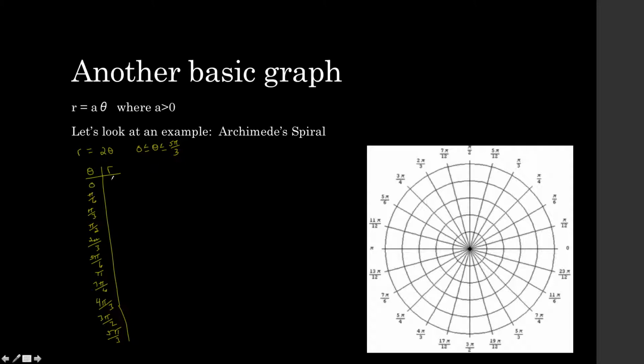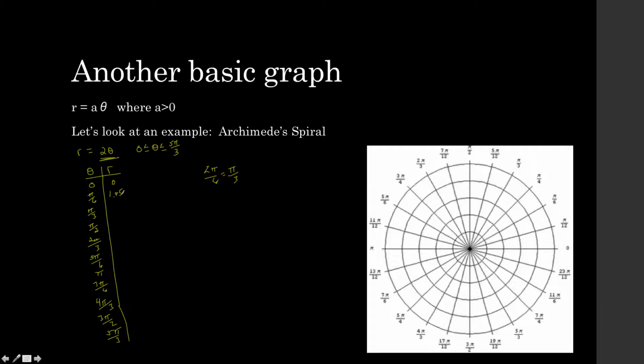Now, what we need to do is take our 0, plug it in for theta, and we get 0 for r. Go ahead and get the decimal answer. You don't want the pi answer in this, because this is going to be our r, so this is a distance, not an angle. When I plug pi over 6 in for theta, I get 2 pi over 6, which is pi over 3. So pi divided by 3, punch that in your calculator, and you should get 1.05.